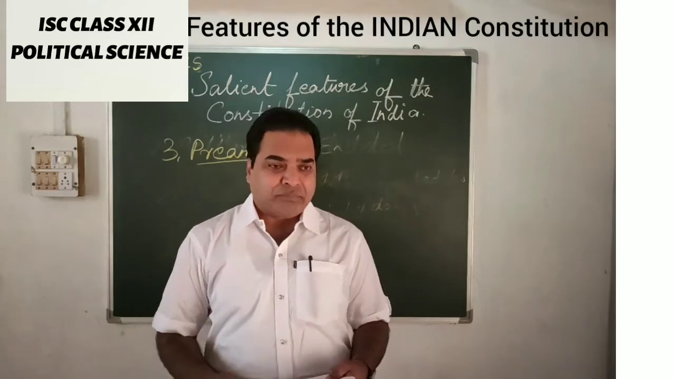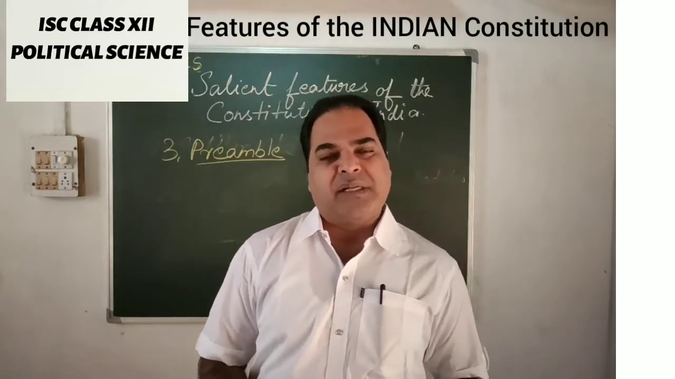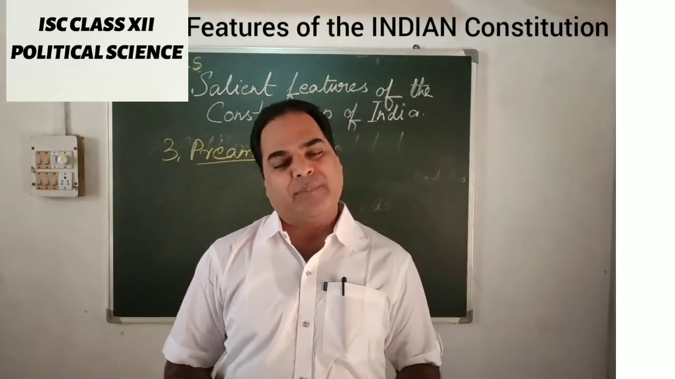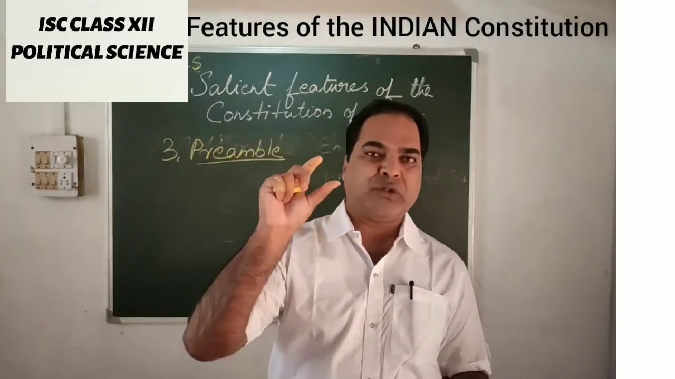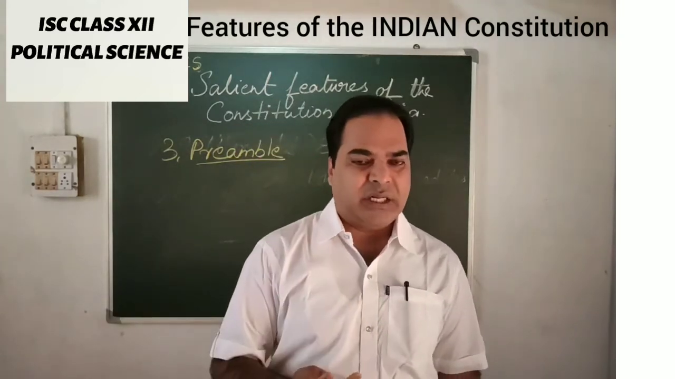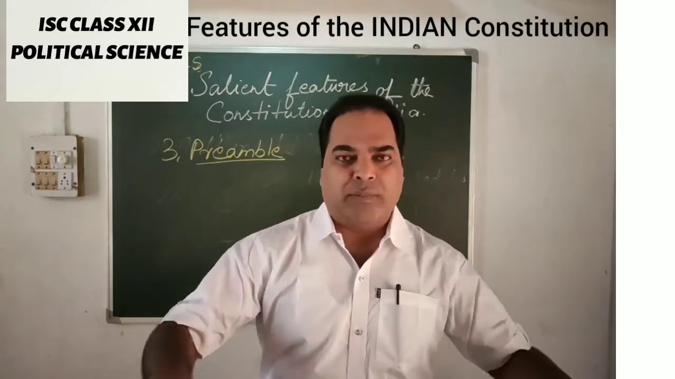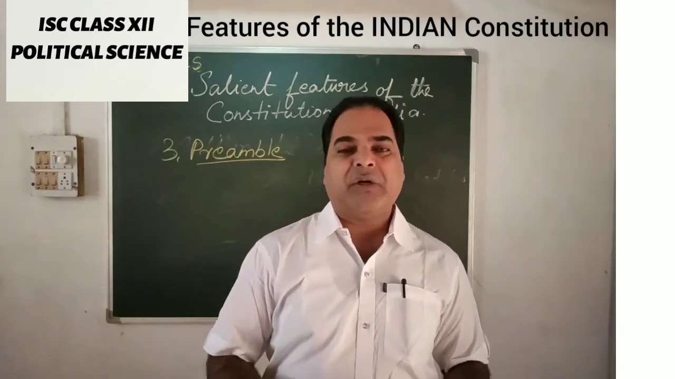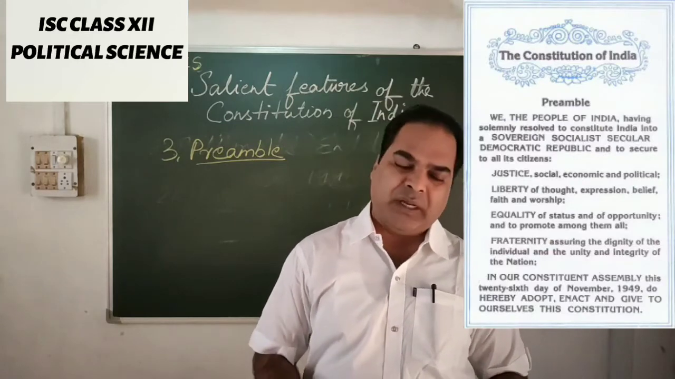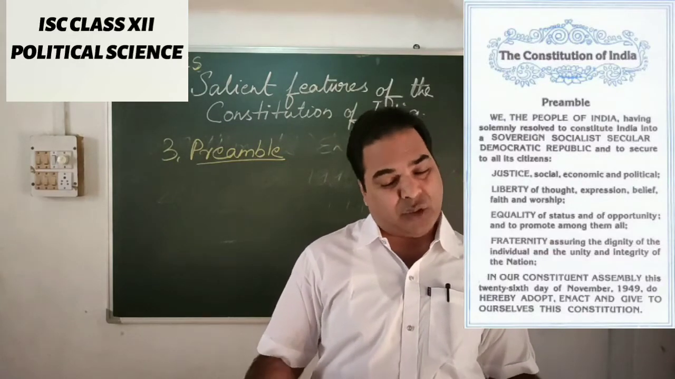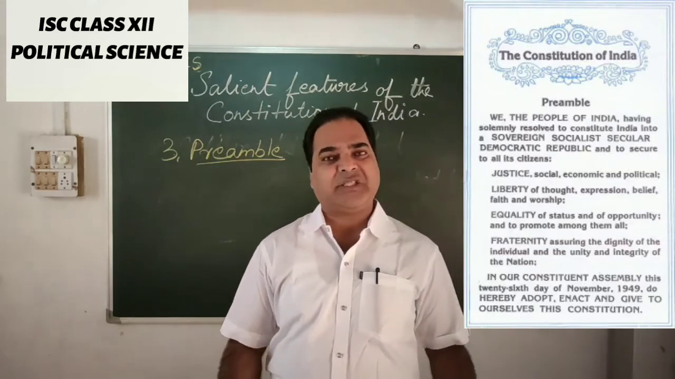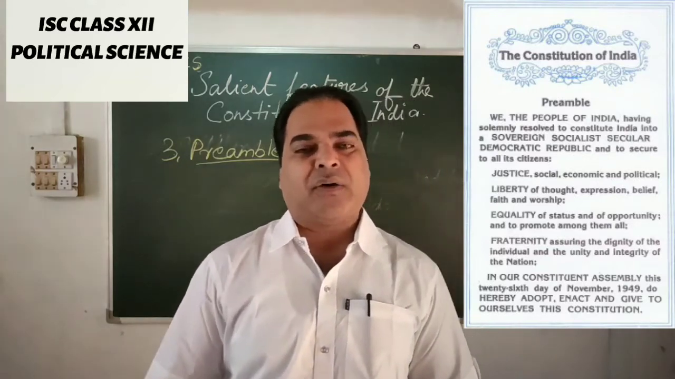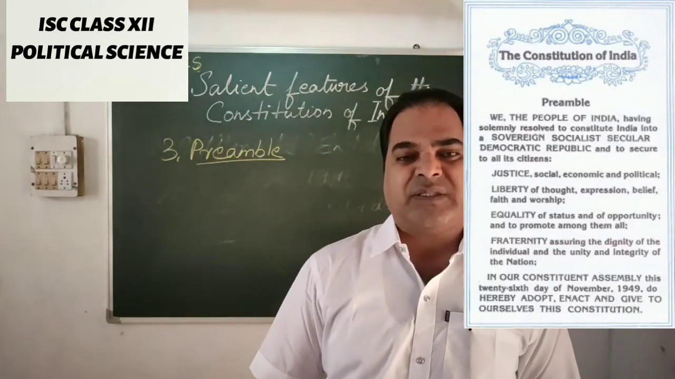It reads: we the people of India solemnly resolve to constitute India into a sovereign, socialist, secular, democratic republic. So we the people of India decided to make India a sovereign country, socialist country, secular country, democratic country and republican country. Sovereign means India is free internally and externally from foreign power. Socialist means the wealth of the country will be equally distributed among the people of our country. There cannot be any differences between the people.